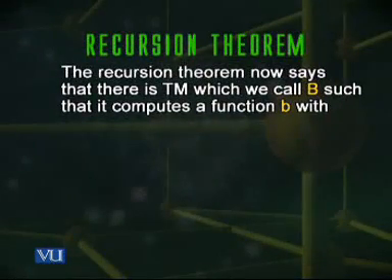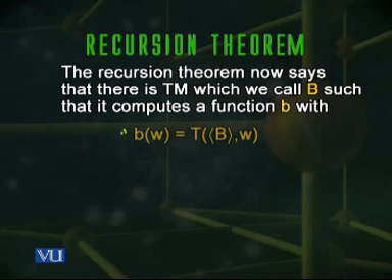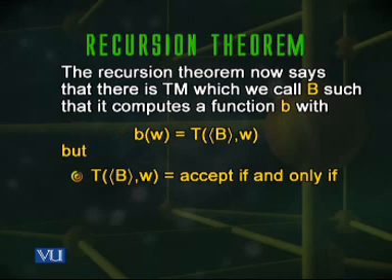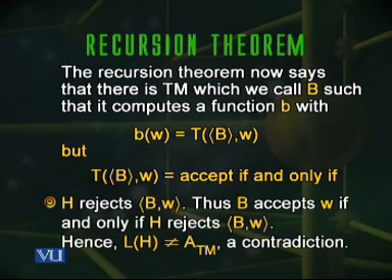B will be computing a function little b such that b of W is going to be T of B, W. But T of B, W is equal to accept if and only if H rejects B, W. Thus, B accepts W if and only if H rejects B, W. Hence, the language of H is not A_TM.